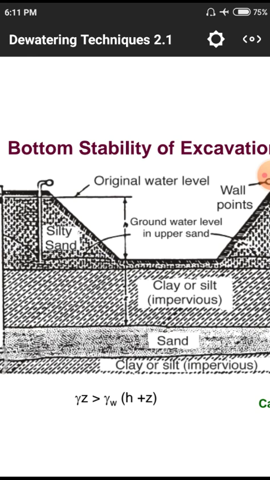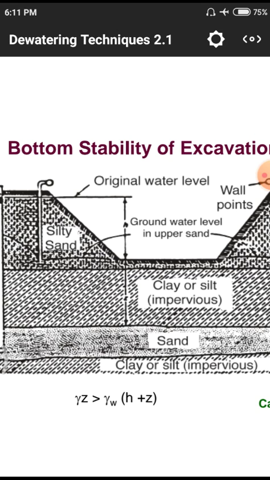After that silty sand we have clay or silty soil. After that we have sandy soil. Next we have clay or silty soil again. This is the variation of the particular ground, that means particle sizes vary from layer to layer.